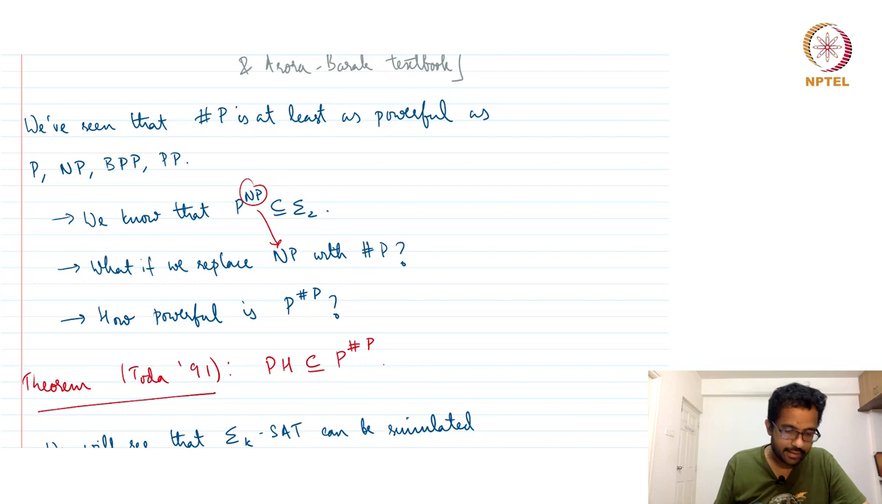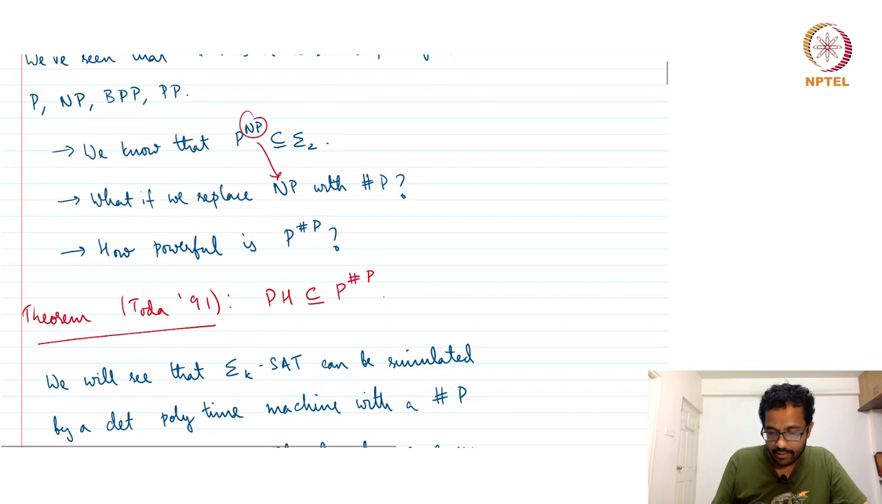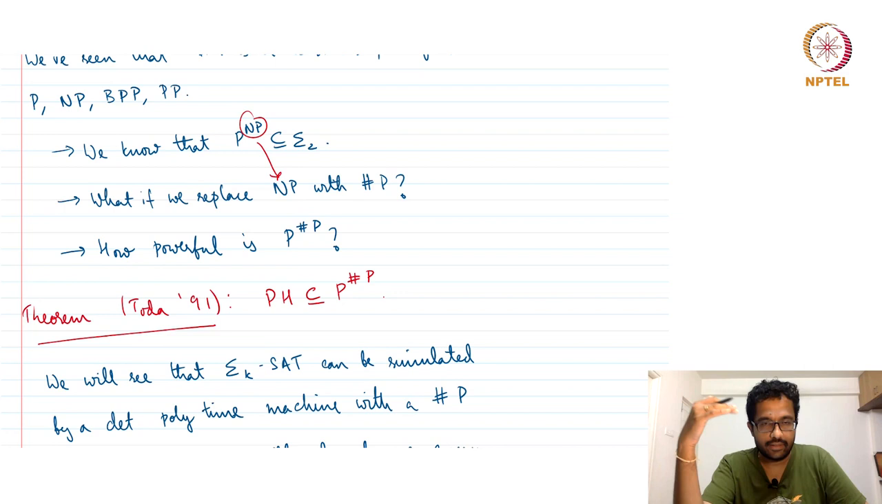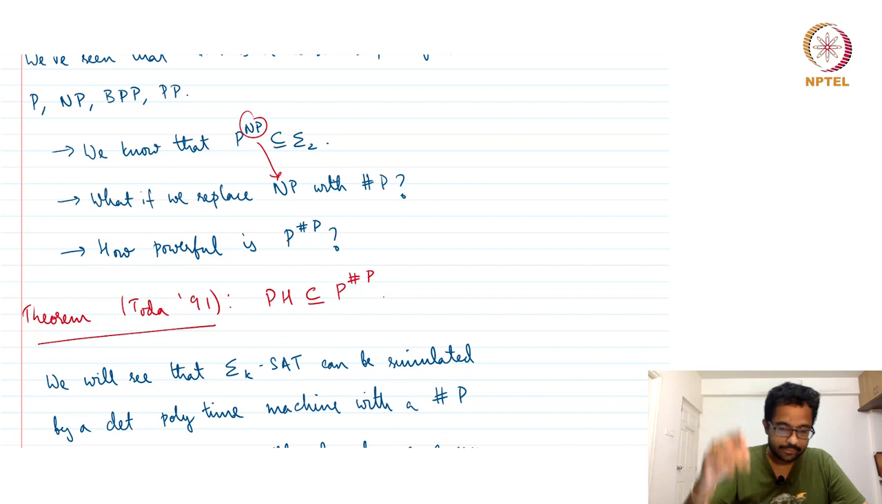So let's see the statement. The statement is that the polynomial hierarchy is contained in P with a Sharpie oracle, right? So if there is a Sharpie oracle which can answer queries from the function class Sharpie, a deterministic polynomial time machine with a Sharpie oracle can simulate any level of the polynomial hierarchy, right? So why is this interesting?